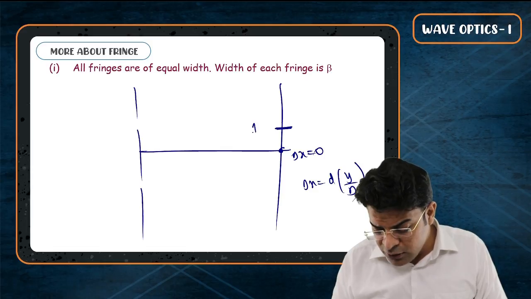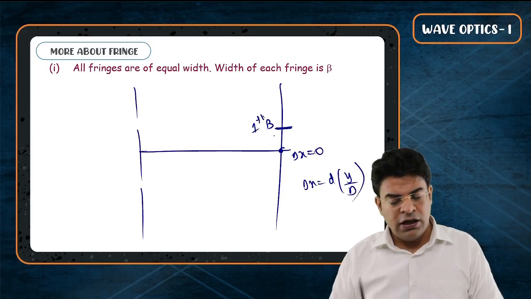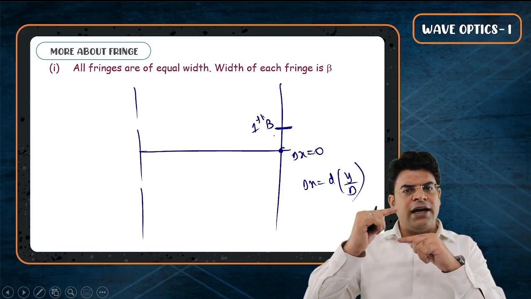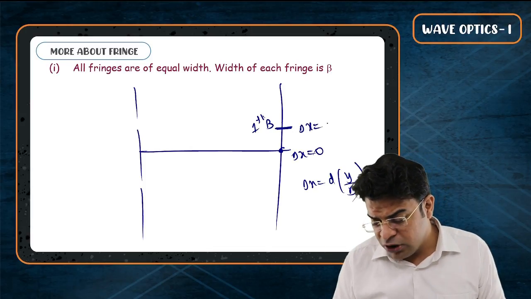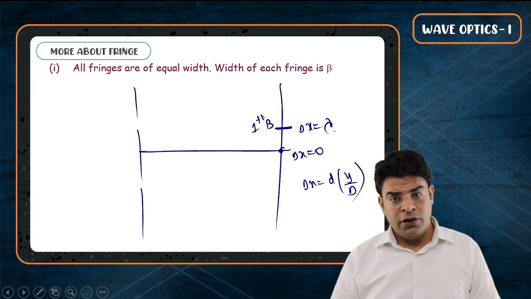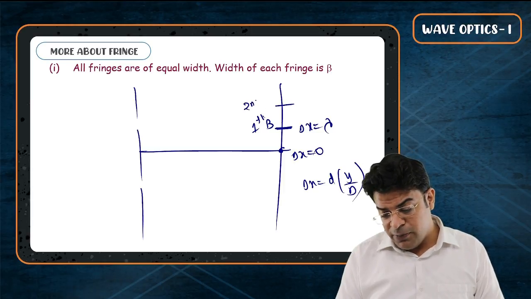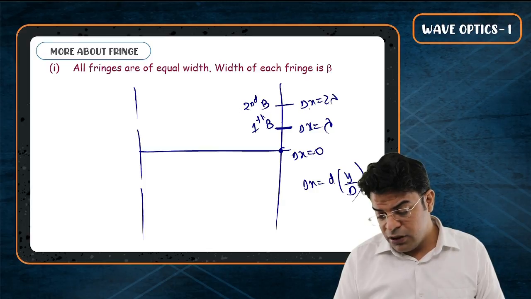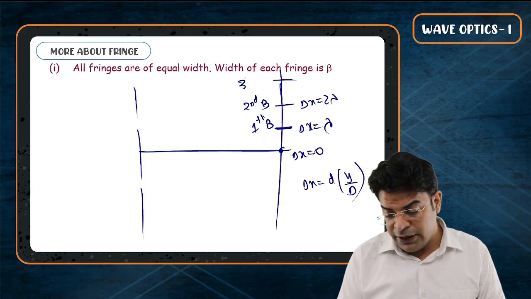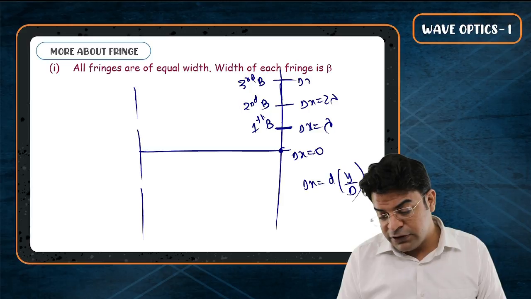After the central bright, you will first get dark and then the first bright. At the position of the first bright spot, the path difference has to be lambda. Similarly, at the position of the second bright spot, the path difference is 2 lambda. At the position of the third bright, the path difference is 3 lambda.